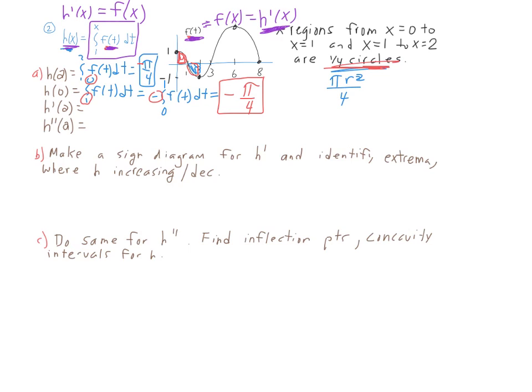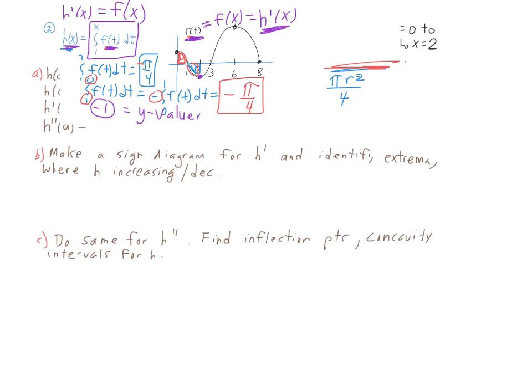So if we're asked to find h prime of 2, well, 2 is right here. That is simply the y value on our graph. So this would equal negative 1. All right, let's just write ourselves a little note. This is the y value on the graph. And remember, the graph is h prime of x.